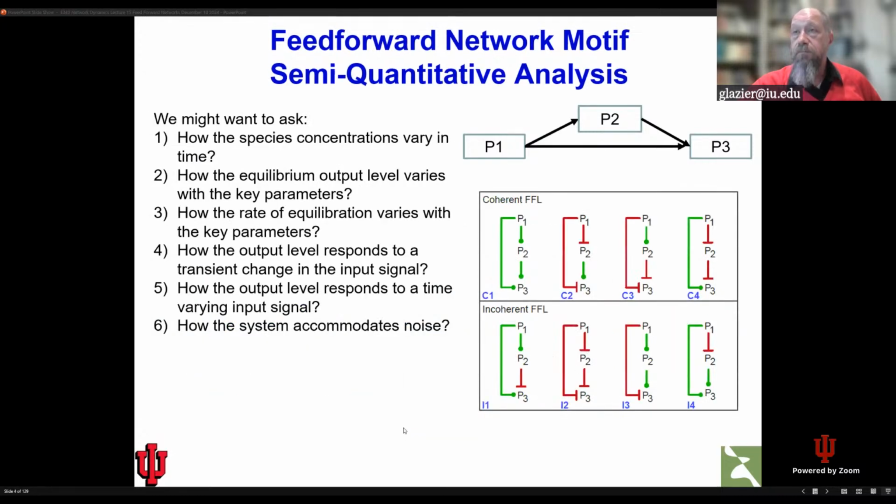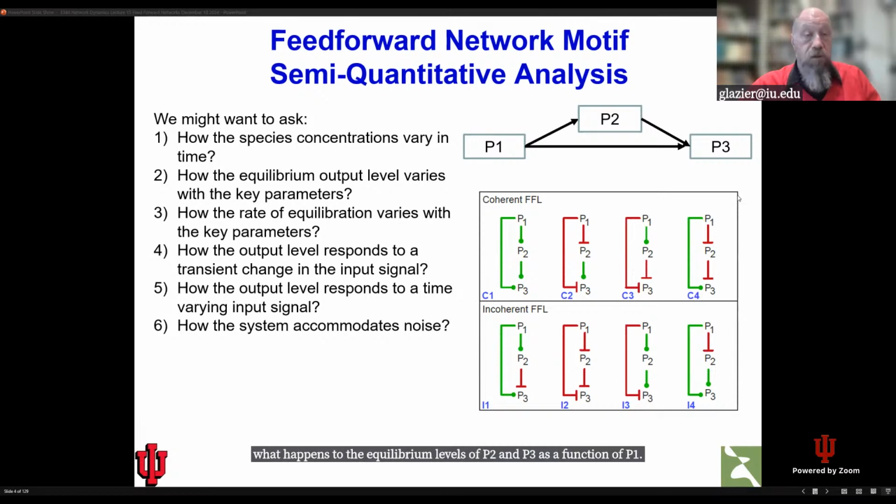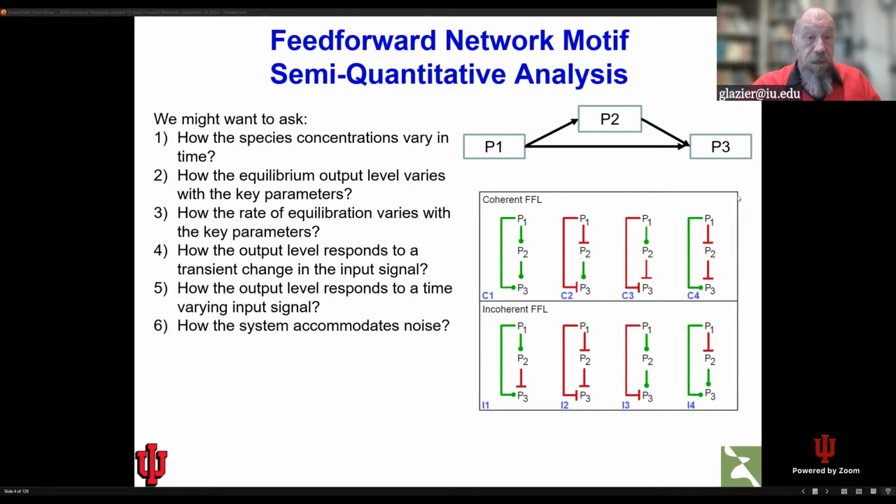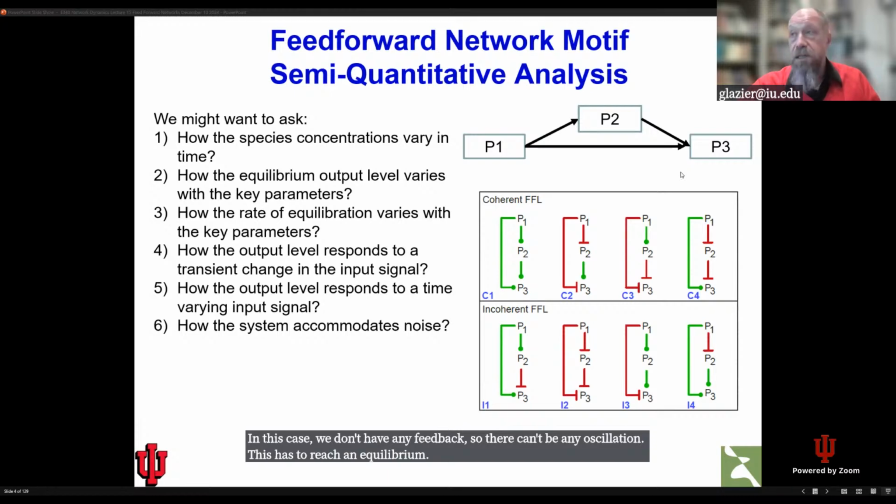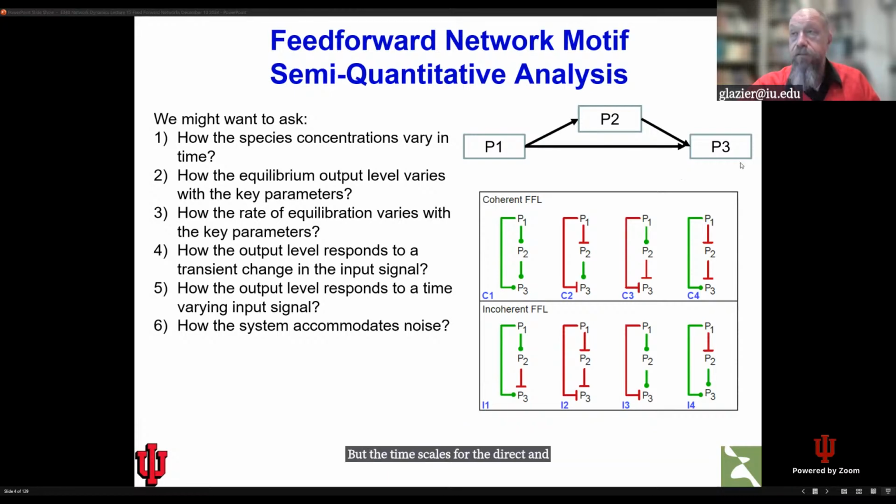And so what are the kinds of questions that you could ask? Well, the first one is if I change P1, what happens to the concentration of P2 and P3 in time? What happens to the equilibrium levels of P2 and P3 as a function of P1, as a function of key parameters? How long does the system take to reach an equilibrium? In this case, we don't have any feedback, so there can't be any oscillation. This has to reach an equilibrium. But the time scales for the direct and indirect channels might be different.